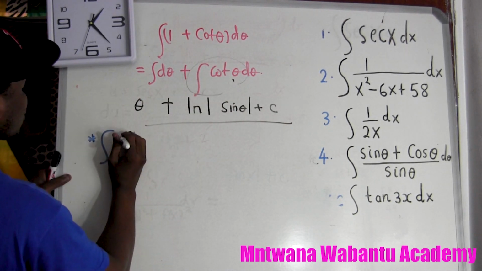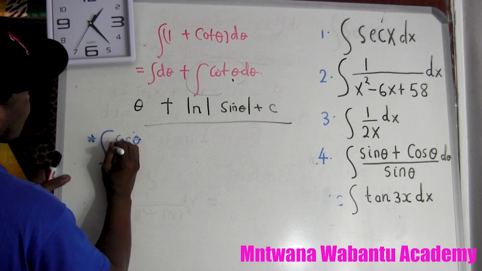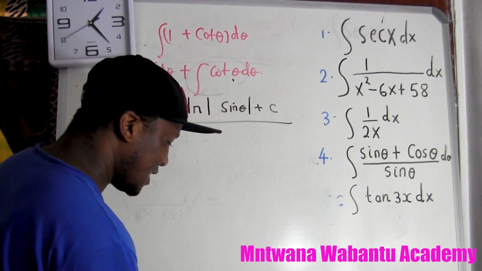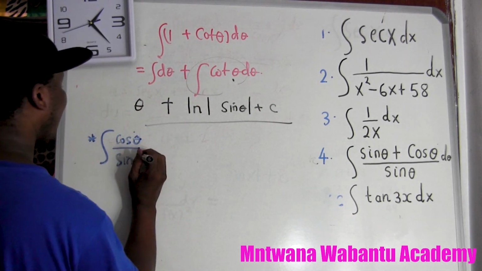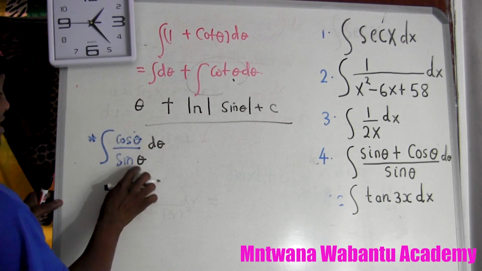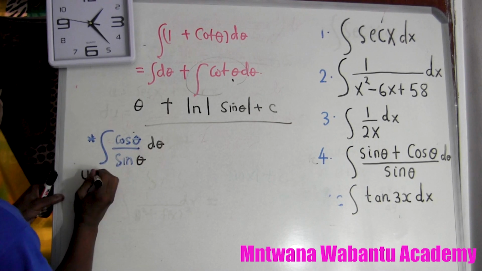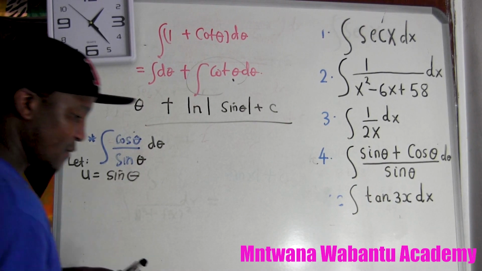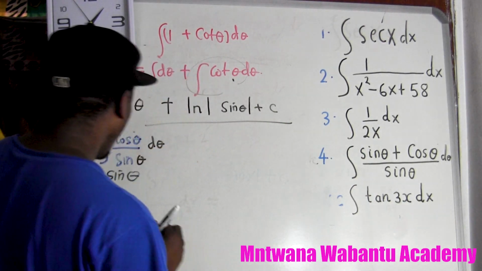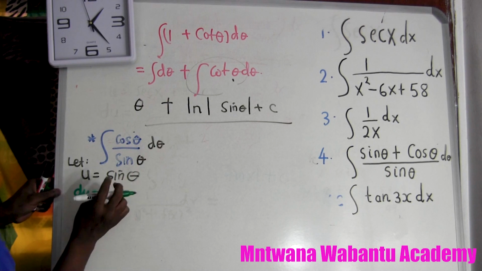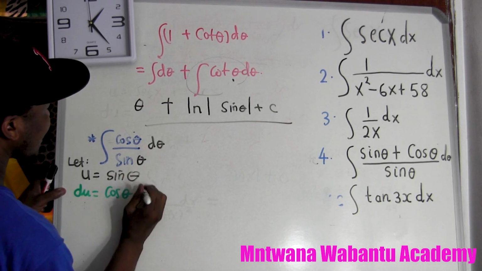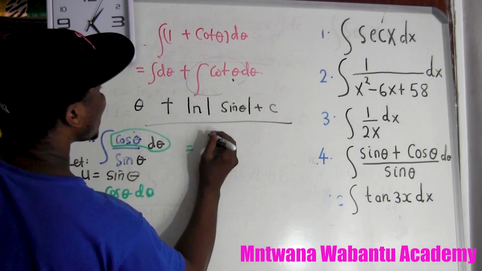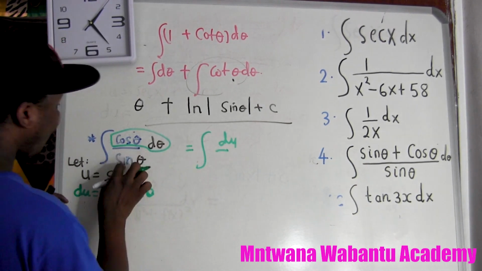What is cot? Cot equals cos over sine theta, d theta. Let u equal sine theta. When you differentiate u, you get du, and when you differentiate sine, you get cos theta d theta. So this replaces the numerator and becomes du. Then it becomes the integral of du over u.